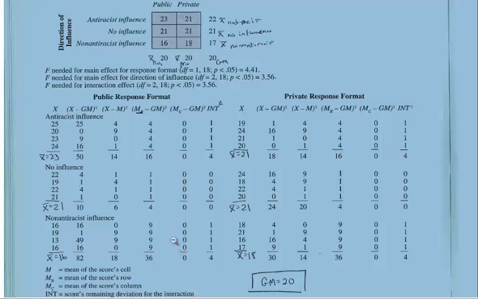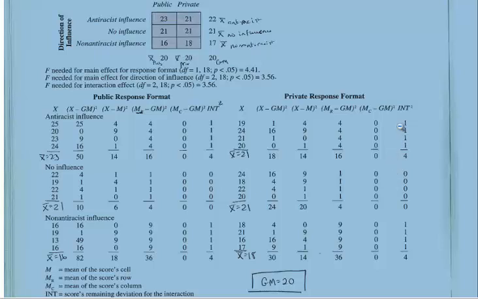We look over to the private response format group and we see that their column mean also turns out to be 20. The grand mean is always going to be 20 in this case, so we're going to say 20 minus 20. So all of the subjects in the private group also contribute 0 sums of squares, zeros along to the variance within here.